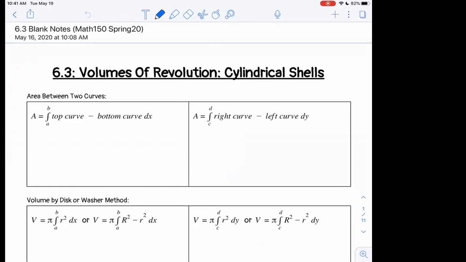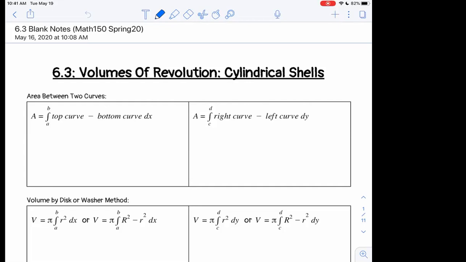All right, so let's get started. 6.3 is a section called Volumes of Revolution. It's very similar to what we were doing with our disk and washer method, where we revolve something and it's going to give us circular cross sections. But in this case, we're going to look at a different way of approaching problems.